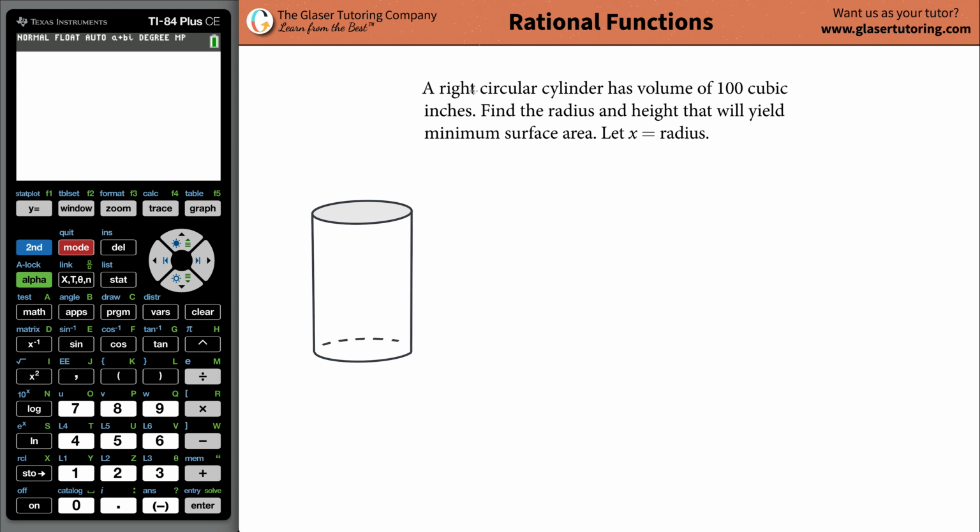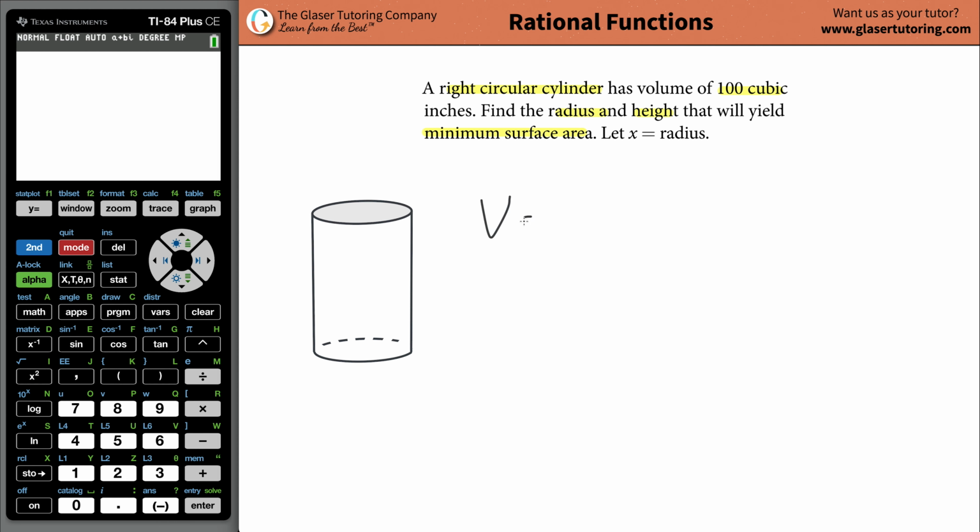It says that a right circular cylinder has a volume of 100 cubic inches. It says find the radius and the height that will yield a minimum surface area. So essentially there's two things that we have to keep in mind. One, they're telling us about the volume, and two, they're asking us about this surface area. So I really want to create two functions. I want to create a function that describes the volume of the cylinder, and a function that describes the surface area. Let's first start with the volume.